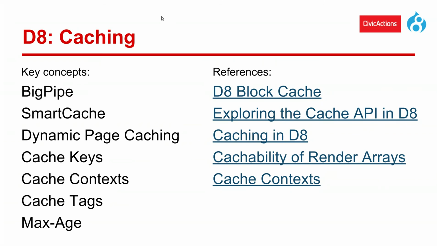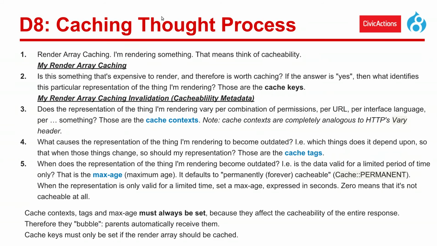Then they tried to call it Smart Cache in Drupal for a while, and then they changed it to Dynamic Page Caching, which is sort of the latest name. Other things to know: cache keys, cache contexts, cache tags, and max age. These are all words, strings, constants, numbers, variables that you can assign to your renderable array to tell Drupal how and when these things need to be invalidated. And we're going to look at an example.